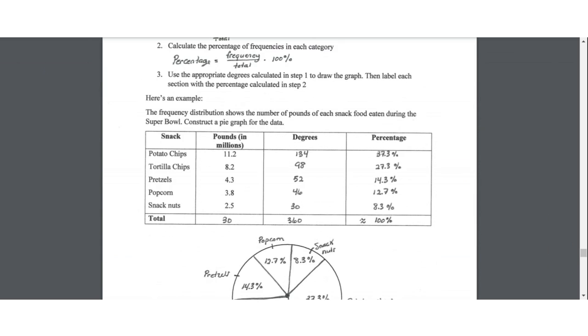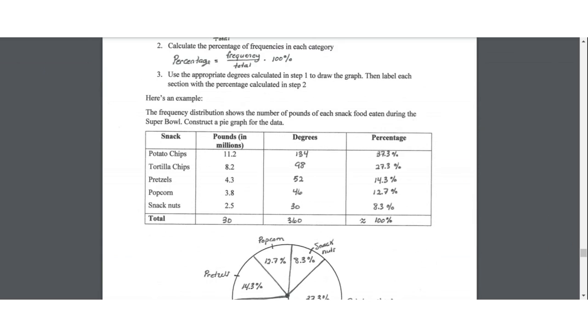So then to find the percentage of that, I already took the frequency over the total frequency, so that was 11.2 over 30, and that gave me 0.37333 repeating. So what I want to do is multiply that by 100%, so just multiply it by 100, and that'll give me 37.333, so I just put 37.3%. So that makes sense to everyone?